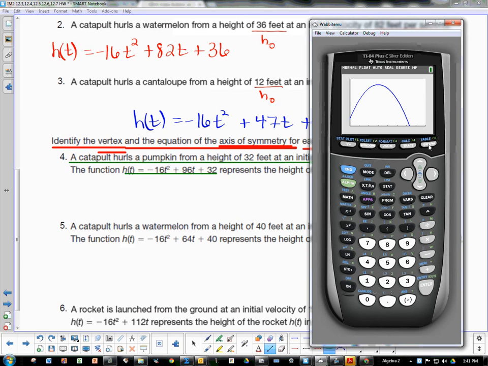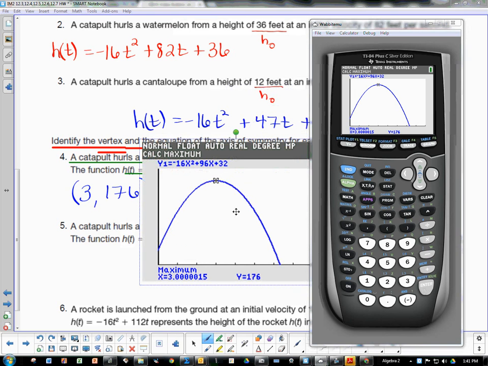All right, we need to find here the vertex. So second, calculate. And in this case, it's going to be a maximum, number 4. All right, enter. There's our left bound. Here's our right bound, and that's going to be 3 comma 176. Now the axis of symmetry.